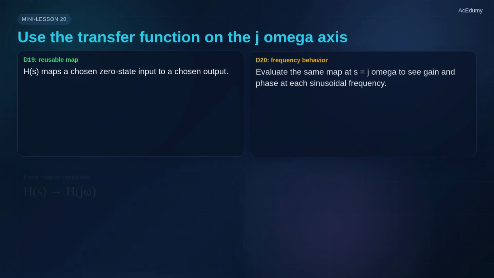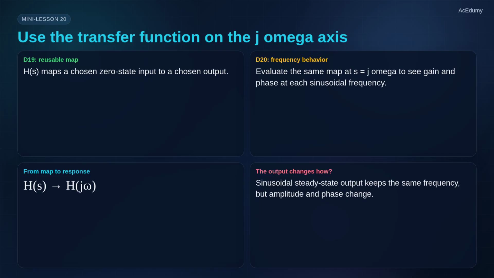In the previous lesson, the transfer function was our zero-state map. Y of s equals X of s times H of s. Now we use that same map in a more practical way. Instead of asking for every possible time waveform, we ask how the circuit treats each sinusoidal frequency. The move is beautifully small. Take H of s and evaluate it on the imaginary axis by setting s equal to j omega.